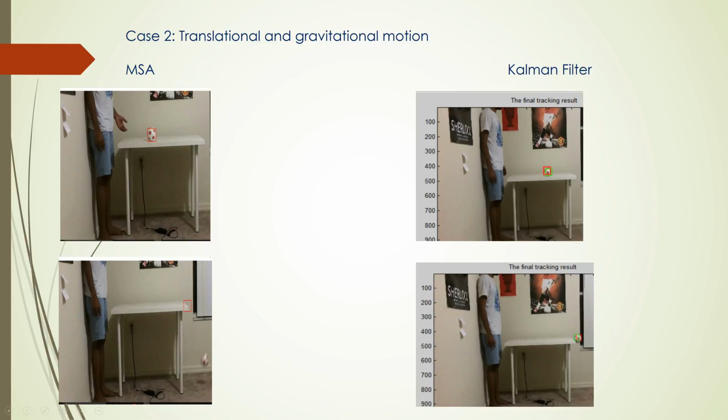Now the second case I've taken is translational as well as gravitational motion. That is when a ball is rolled off a table and it falls down. The mean shift as well as the Kalman filter algorithm tend to track the ball under translational motion, like we saw in the previous case. But under gravitational motion, the mean shift algorithm fails to track the ball, whereas the Kalman filter continues to track the ball even then.